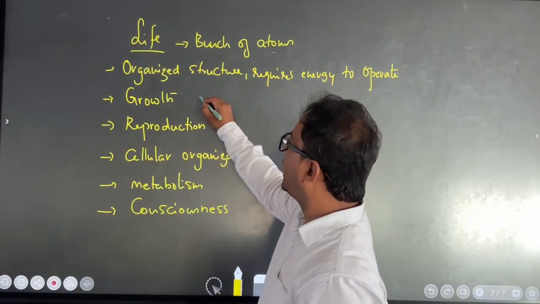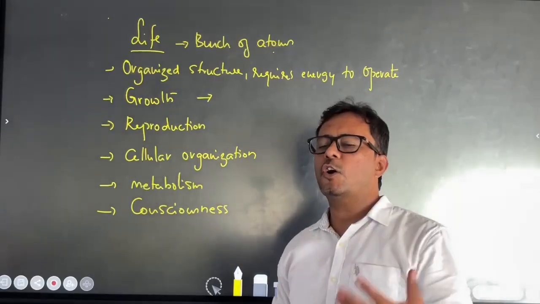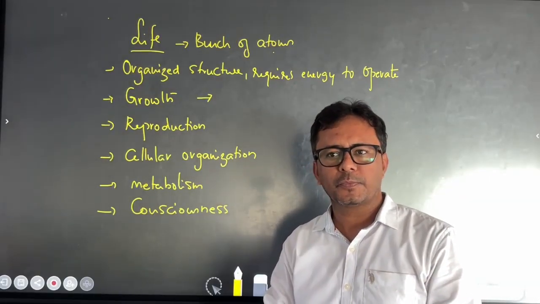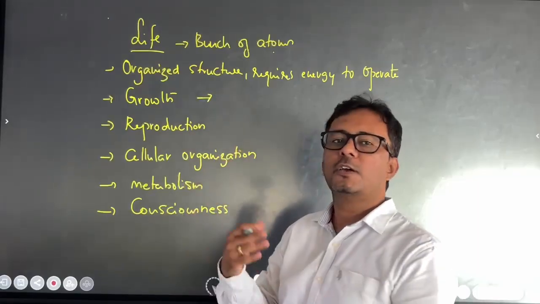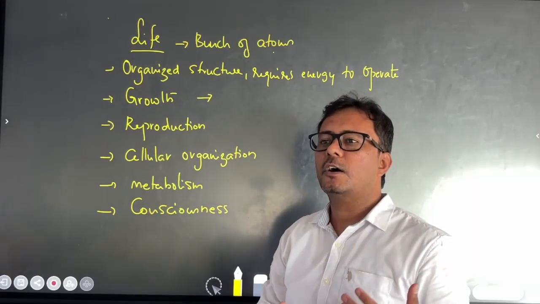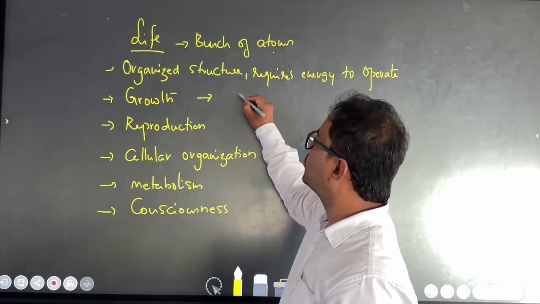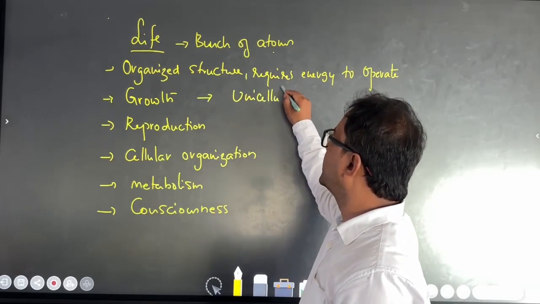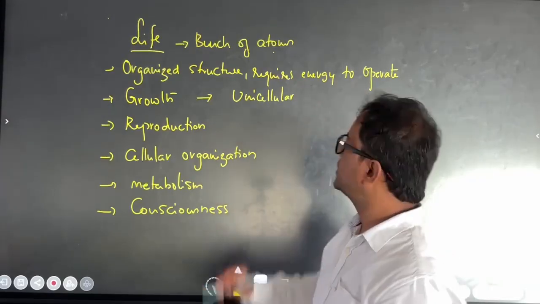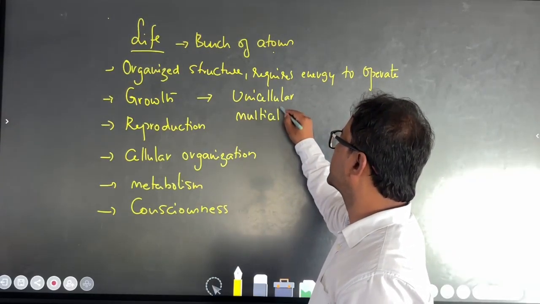So if I ask any bio student, they will say yes, every living organism is capable of growth. And this growth may vary depending on what type of organism it is or what the organism is made of. Let's say there are 2 types of organisms based on the number of cells. There are unicellular organisms and then there are multicellular organisms.